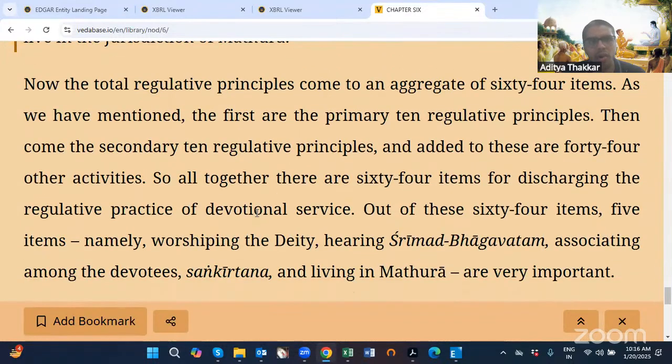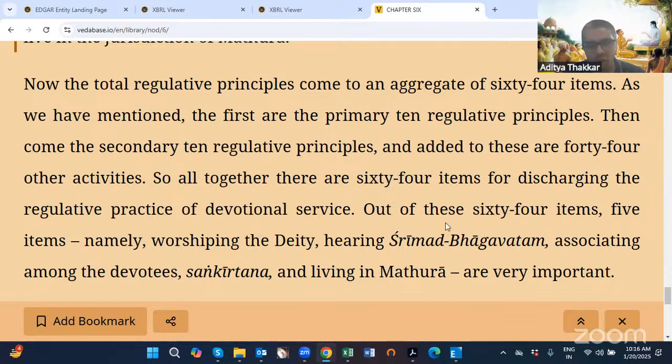Now the total regulative principles come to an aggregate of 64 items. As we have mentioned, the first are the primary 10 regulative principles. Then come the secondary 10 regulative principles, and added to these are 44 other activities. So altogether, there are 64 items for discharging the regulative practice of devotional service.